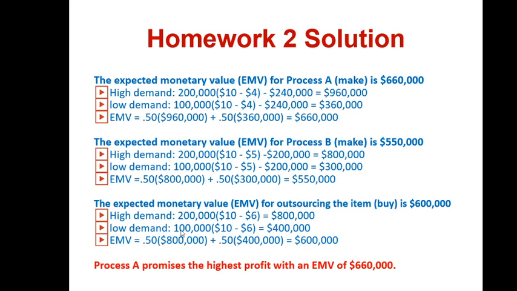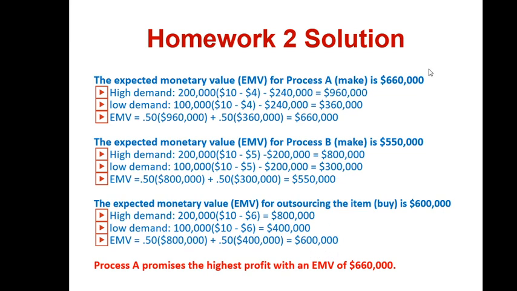In the case of low demand, we are expected to sell only 100,000 units, multiplied by selling price minus the cost, which is 6. So we have 400,000 as a net. Now this will be multiplied by the probability of high demand, which is 50% by 800,000, and of course 50% by 400,000. We will have an expected monetary value of 600,000.